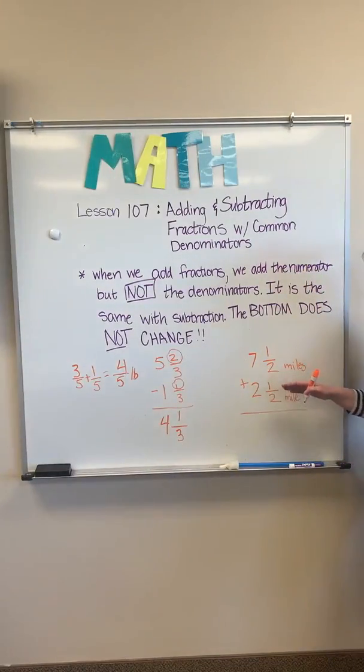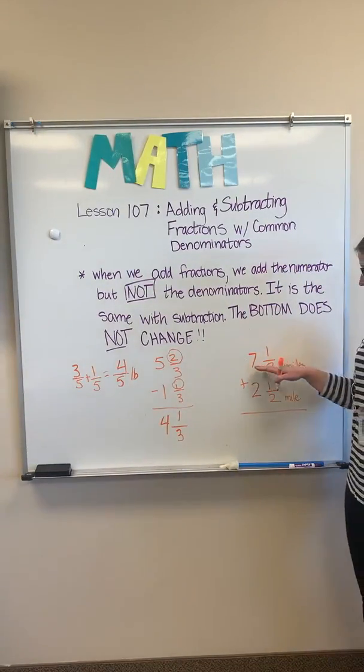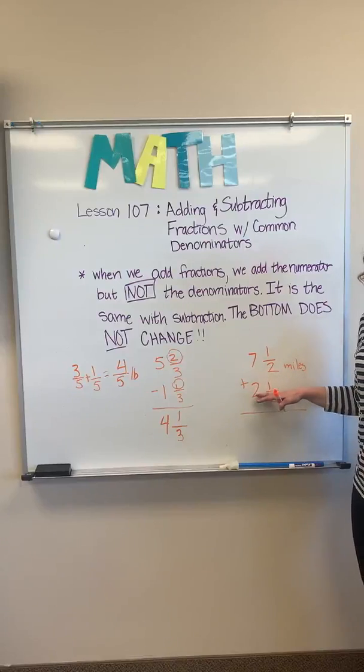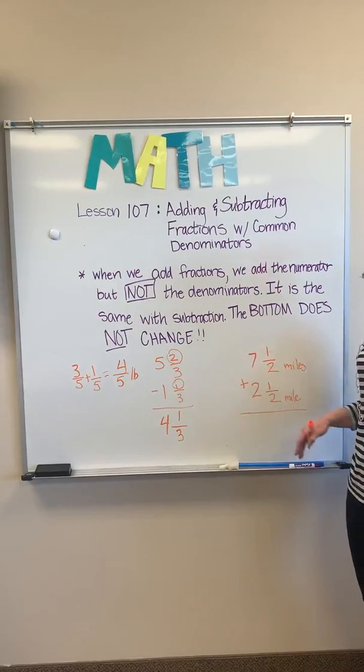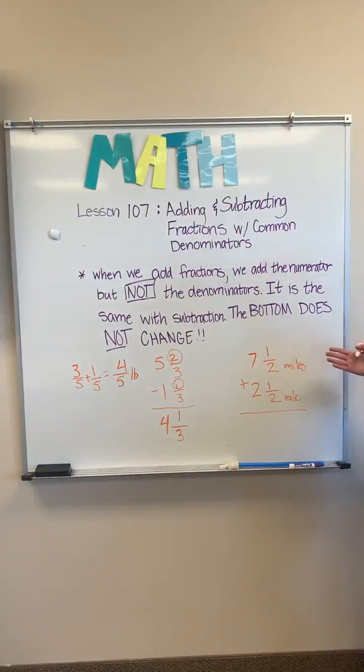And our last one, Mr. Daw biked 7 1/2 miles. Mrs. Daw biked 2 1/2 miles. How many miles did they bike all together? We look, we have our denominators in common, so we can go forward. We know 1/2 plus 1/2 is 1.